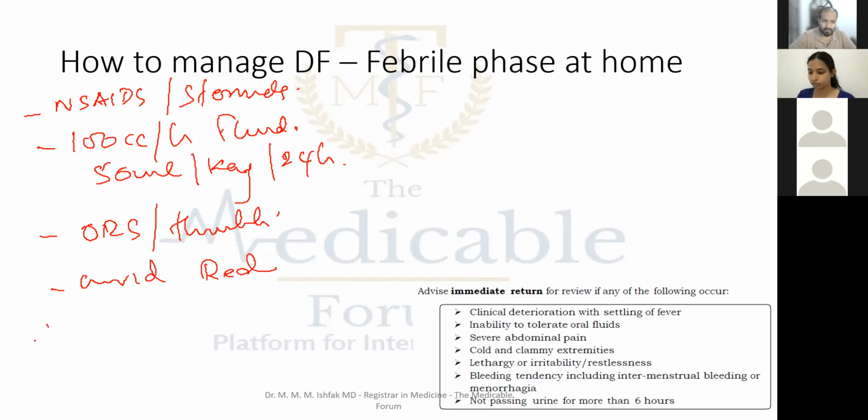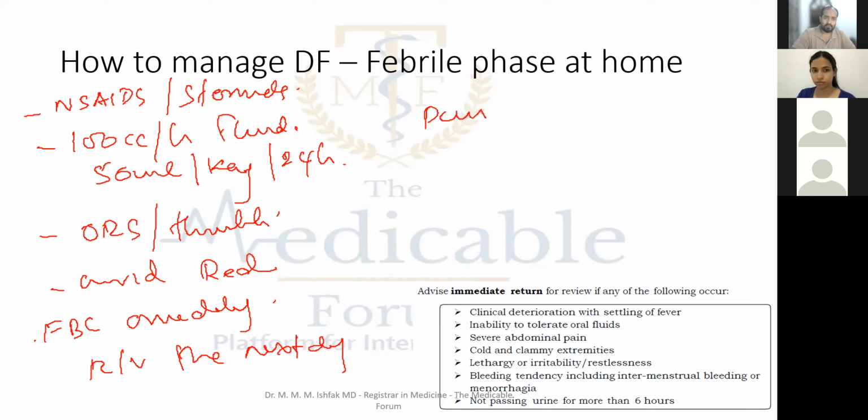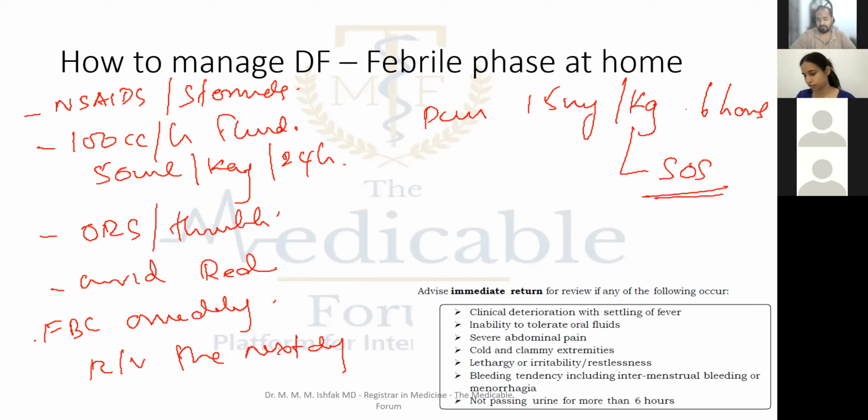And then a full blood count once daily, and review the next day. Paracetamol 15 milligrams per kg, you can take 6 hourly, but the ideal thing is whenever you have fever, 15 milligrams per kg, right? So we tell the patient to come back to the OPD the next day so that we review them.